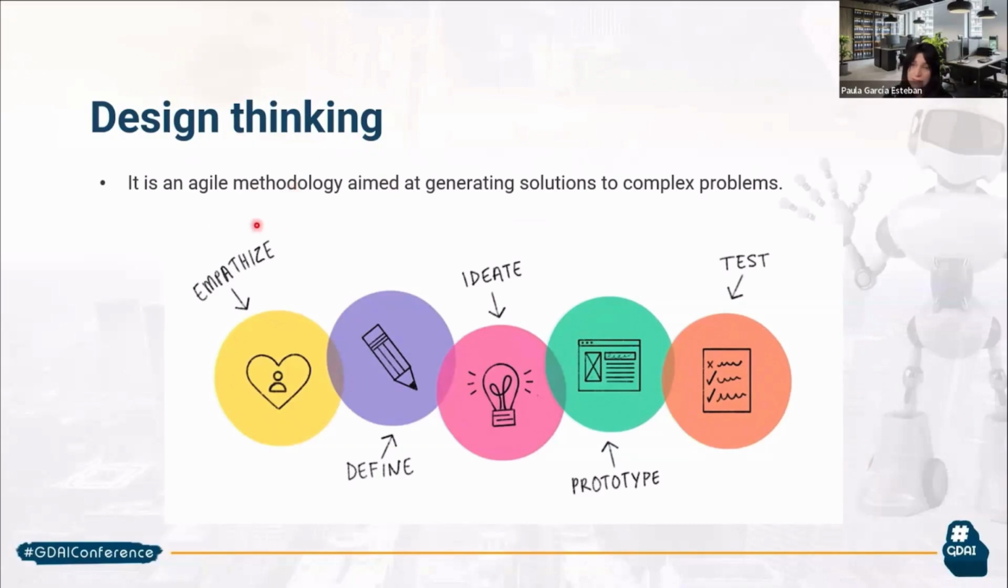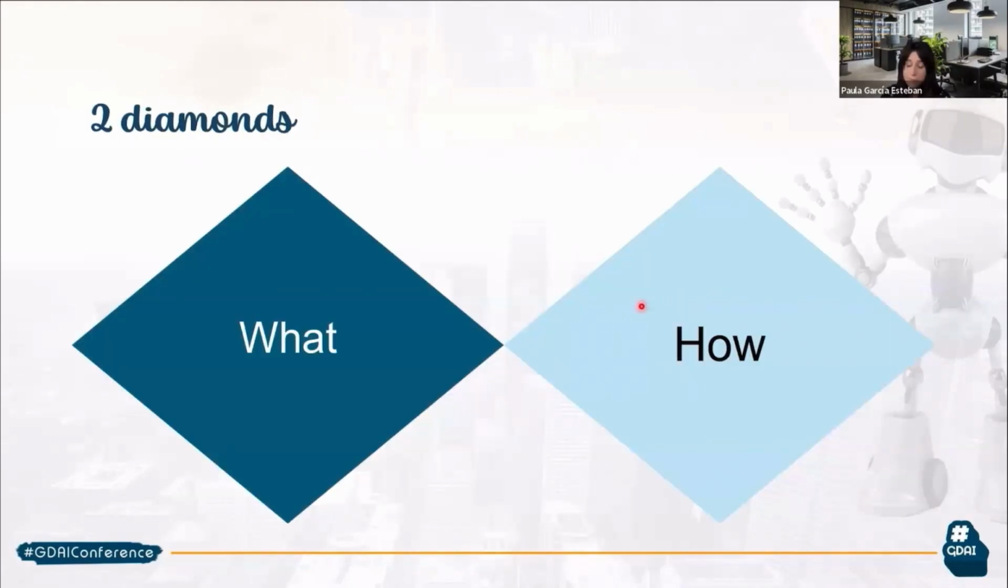What's design thinking? It's an agile methodology aimed at generating solutions to complex problems. So it makes sense, right? It has different phases: empathize, define, ideate, prototype, and test. This design thinking approach is also known as the two diamonds methodology. And the idea is in the first diamond, we define the what, we review what we need to create, and then in the second one, we work on the how, in the proper design.